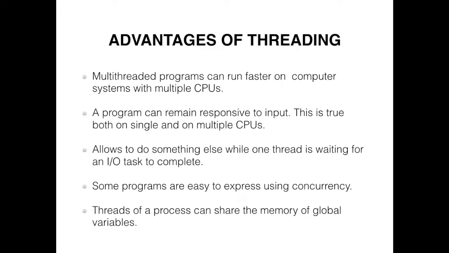And the next advantage is threads of a process can share the memory of global variables. So as I have already shown you in the diagram previously, multiple threads can share the memory of the global variables at the same time. So if a global variable is changed in one thread, this change is valid for all the threads. A thread can have local variables also, as we have seen in the diagram.